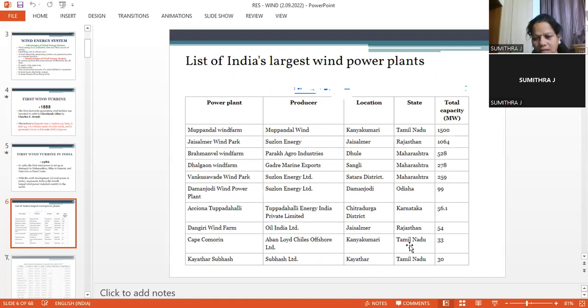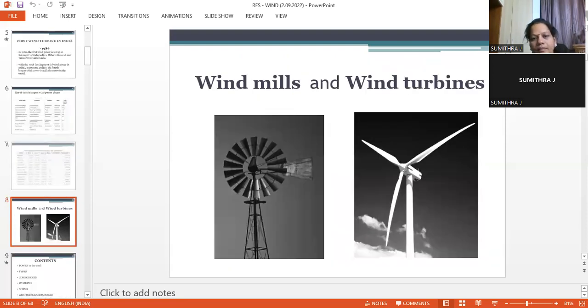We have the Cape Marine Power Plant, which is located at Kanyakumari in our state, Tamil Nadu, and along with that we have the Muppandal Wind Farm, also located in Kanyakumari, and in Kayathan we have one more power plant. Like that, we have so many wind power plants located in different locations, with installed capacities ranging from 30 megawatts to 100 megawatts. And this is the structure of a windmill and wind turbine.